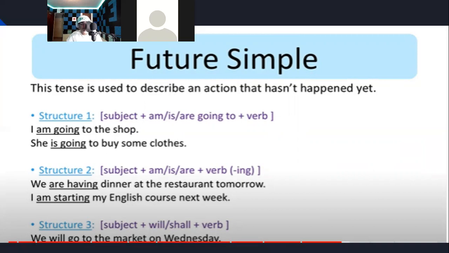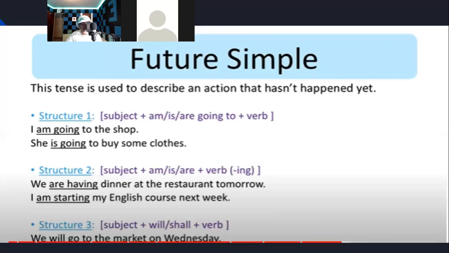Structure two is the subject plus am, is, are, plus the verb ending in ing. We are having dinner at the restaurant tomorrow. I am starting my English course next week. Structure 3, subject plus will or shall plus verb. We will go to the market on Wednesday. You can also say, we shall go to the market on Wednesday.